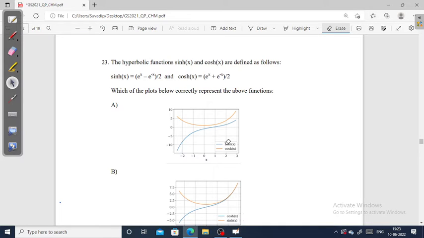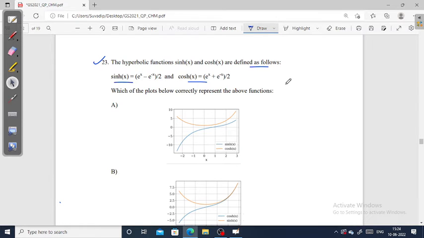In this video, we are going to solve question number 23 of TIFR 2021. The question basically asks: the hyperbolic functions sinh x and cosh x are defined as follows. This is our sine function, this is our cos function. Which of the plots below correctly represent the above functions?